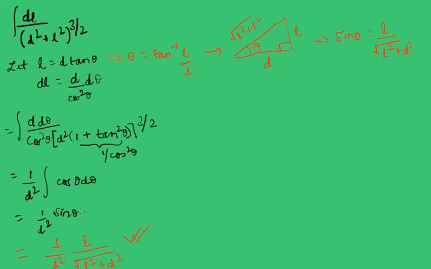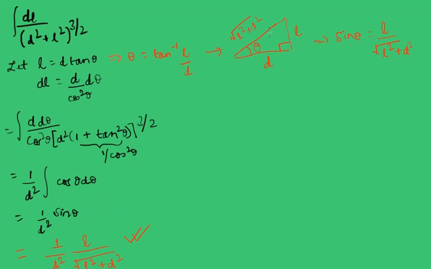Now we need to convert this theta in terms of L. So how do we do that? Here we have assumed that L is equal to d tan theta. And theta is equal to tan inverse L by d, right? So how do we visualize this pictorially? We visualize it like this: if we have a triangle whose perpendicular is L and base is d, and this angle is theta, then tan theta is L by d. So that's how the triangle is.